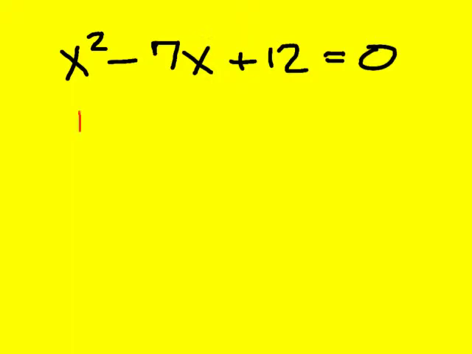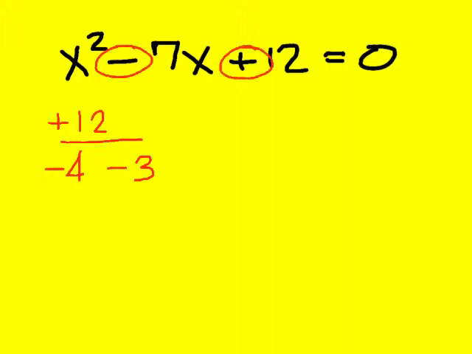So now you need two numbers that multiply to give you a positive 12, but they must add to give you a negative 7. The only situation where you can multiply two numbers to get a positive, but add them to get a negative, is to have two negatives multiplied together. So think about a 12 just by itself. Forget about the sign. What two numbers multiply to get 12 but add to get 7? 4 and 3, but they have to be negative 4 and negative 3 to add to give you the negative 7. So anytime it is minus plus, you're going to have two negative factors.